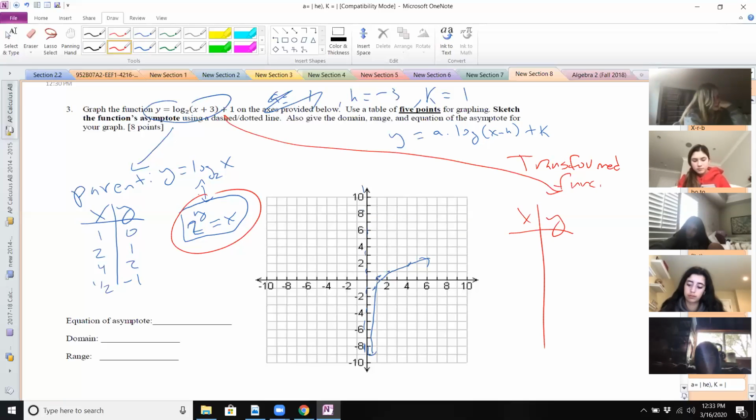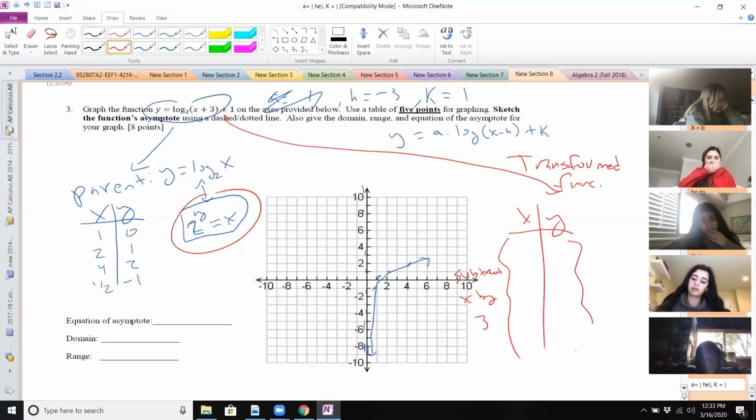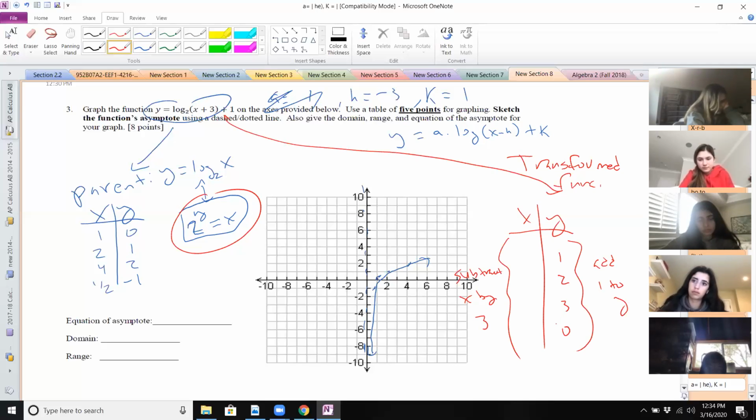So what we're going to do is, because our h is -3, we're going to subtract x by 3. And here, I'm going to add 1 to y, because my k is 1. So if I add 1 to y, I have 1, 2, 3, 0. If I subtract x by 3, I get -2, -1, 1, and -2.5.